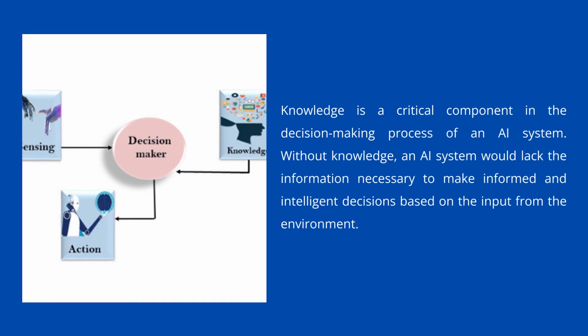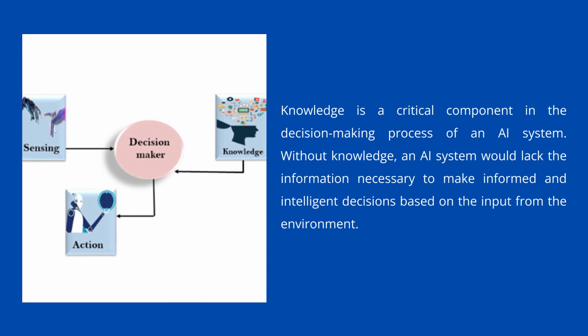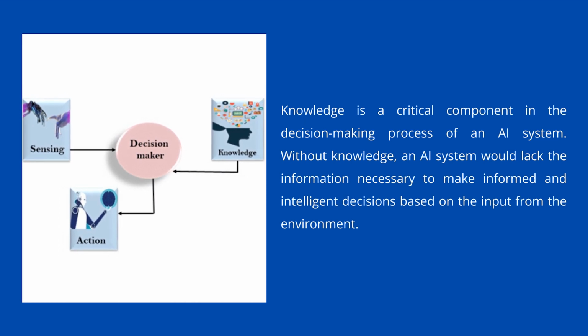Knowledge is a critical component in the decision making process of an AI system. Without knowledge, an AI system would lack the information necessary to make informed and intelligent decisions based on the input from the environment. Now, let's move on to the techniques of knowledge representation in AI.